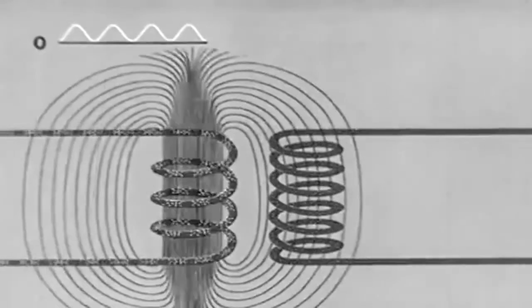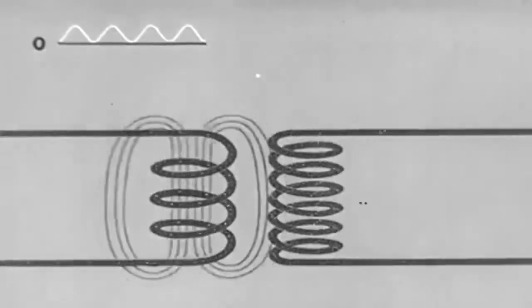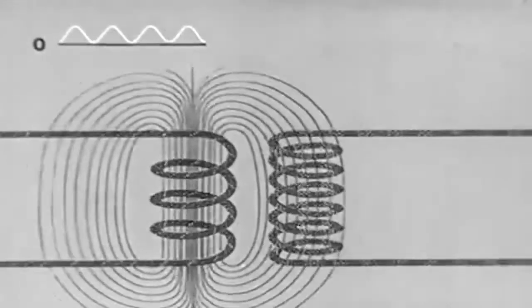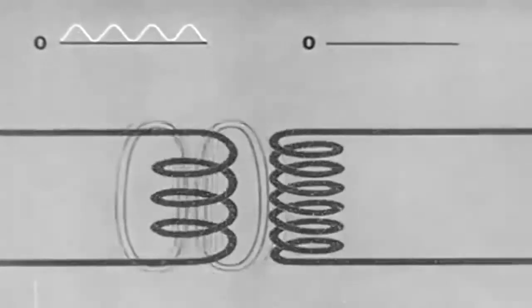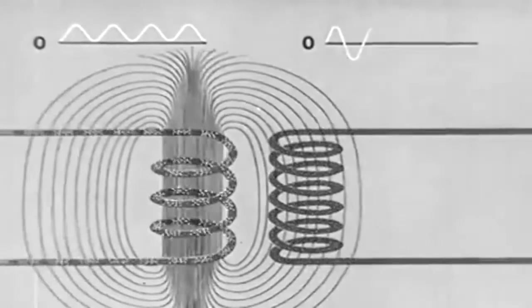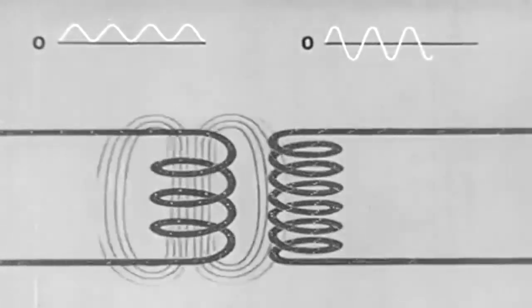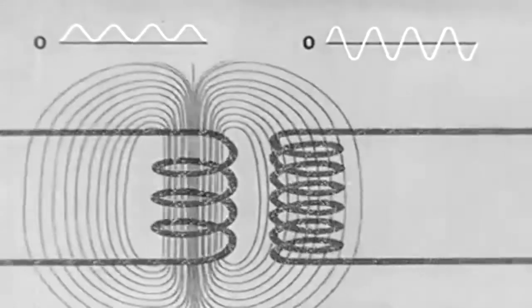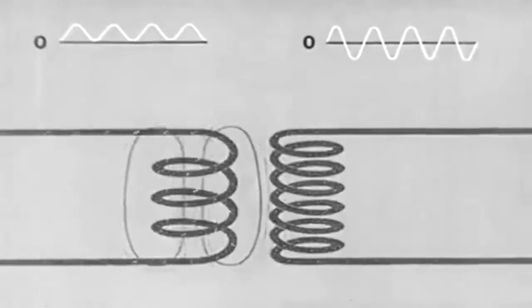A current which flows in one direction and then reverses to flow in the other direction is called an alternating current. At the top, we now trace out a curve to represent the alternating current in the secondary. When the curve crosses the zero line, it shows that the current is changing direction.